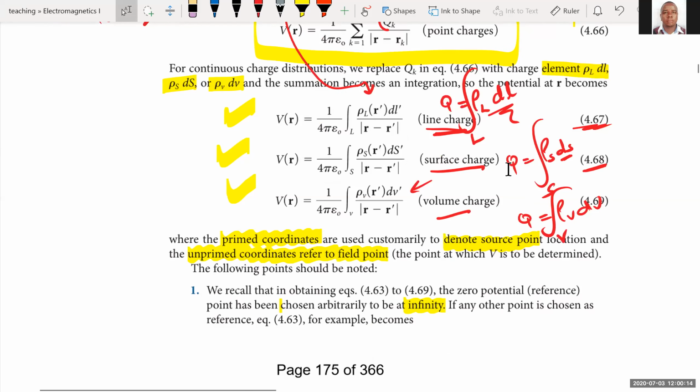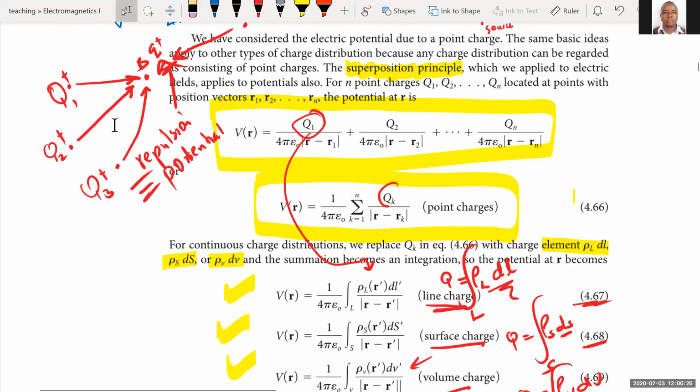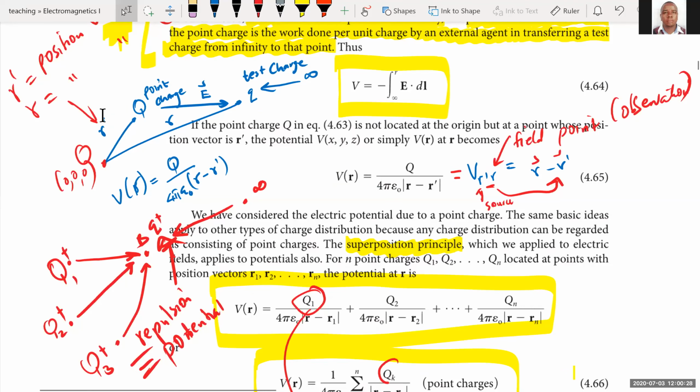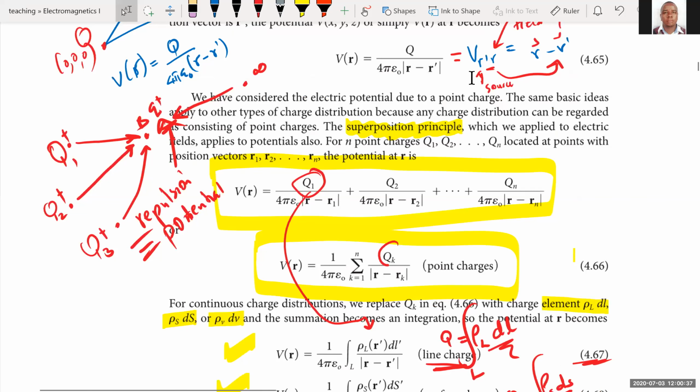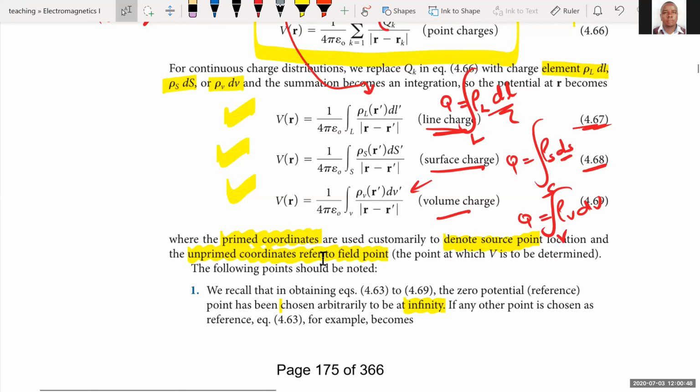So the idea here we need to confirm is that the primed coordinates are customarily used to denote the source, just like we said here, the source is primed, and the one that is not primed is the observation point. And that is what I was pointing at. The unprimed coordinates are referred to the field point, or the point at which V is determined or being observed. So the following points should be noted.